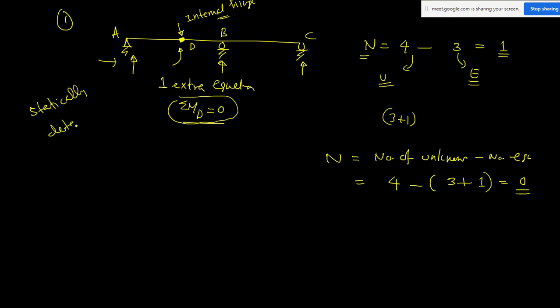That means this structure is statically determinate. What do we mean by a determinate structure? Your static indeterminacy will be 0. You can analyze this structure using only the available equations of equilibrium: the 3 equations of equilibrium and 1 extra equation. That is the difference: when you have a hinge, you add 1 equation. Now I will give a general equation.